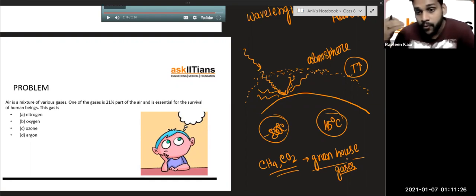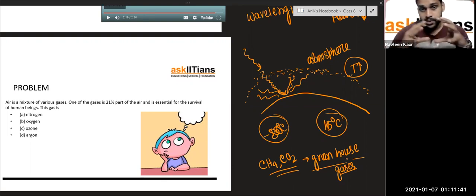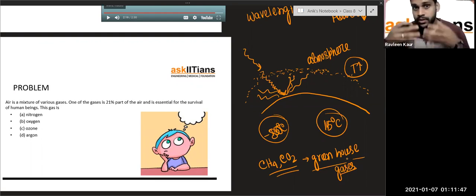But if you have more and more greenhouse gases, what would happen? The temperature would get raised again and again. As a result, the temperature would be high for earth. If you just keep on doing this, there would be a day when the average temperature would be 40 degrees centigrade. Okay. And it would be very difficult for us to live.